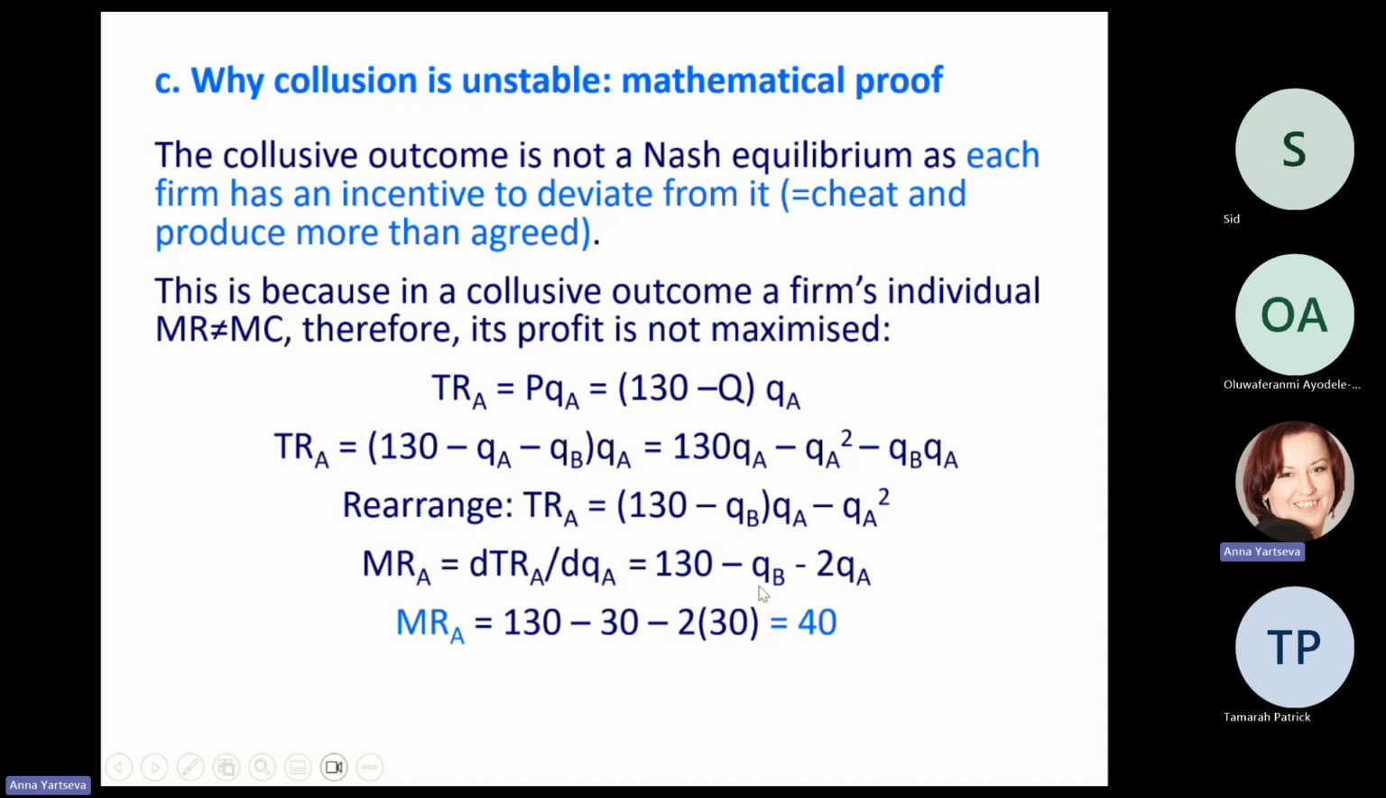Now let's plug in the numbers. In our collusive equilibrium, if we produce the quantity we agreed, 30 units each, our marginal revenue for company A is equal to 40 pounds. So 130 minus the quantity produced by our rival, 30 items, minus 2 times our quantity, 2 times 30, makes it 40 pounds. Our marginal revenue, according to the marginal revenue function and actual production levels, is 40 pounds. At the same time, we know that marginal cost is equal to 10 pounds. This is what was given to us. So this situation is suboptimal. Marginal revenue is not equal to marginal cost.